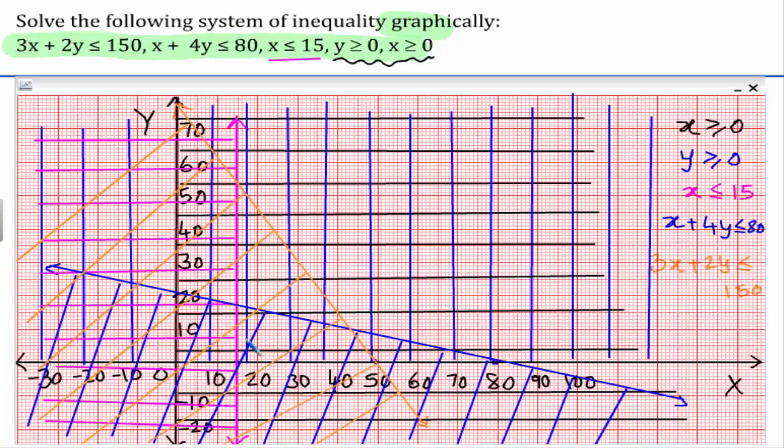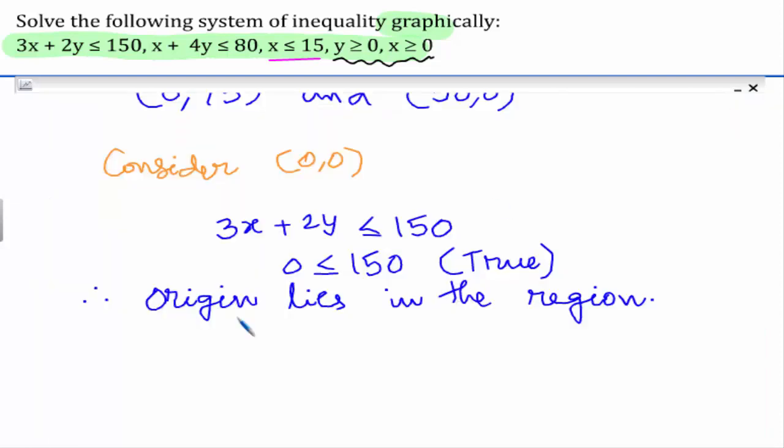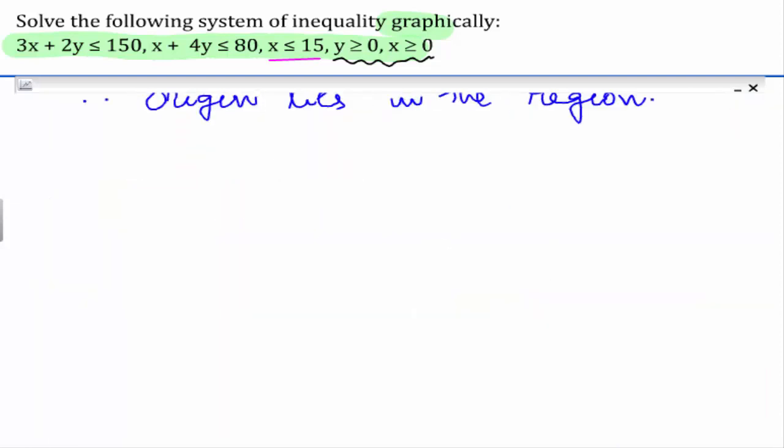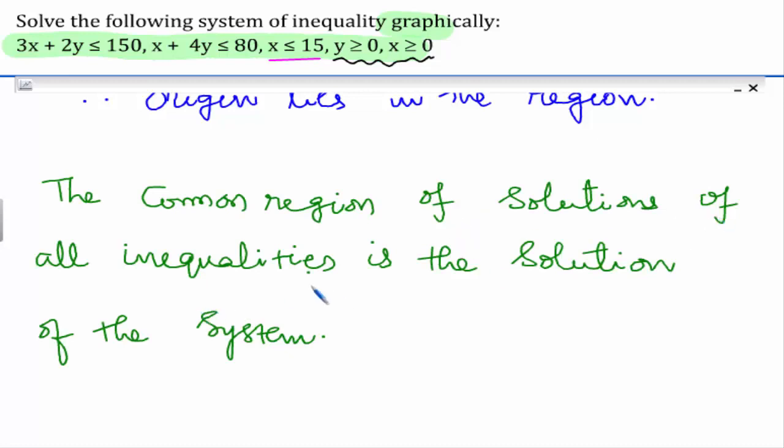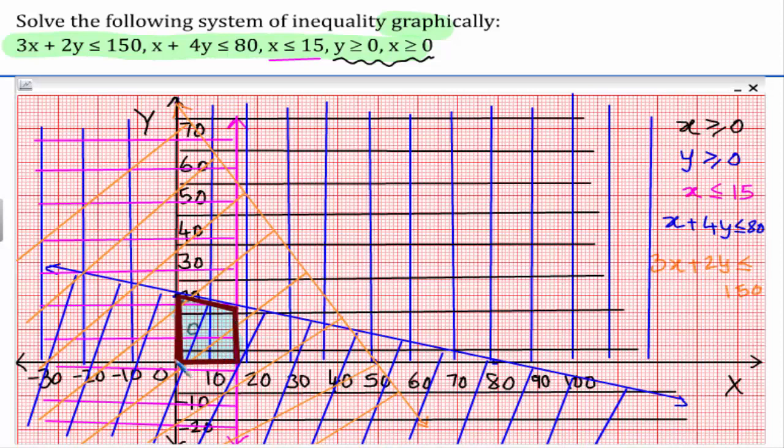So now our aim is to find the common region which is represented by all the 5 inequalities. Now this is the common area where the solutions of all 5 inequalities lie. Let us write that now. So the common region of the solutions of all the inequalities is the solution of the given system. So that lies here in this small quadrilateral.